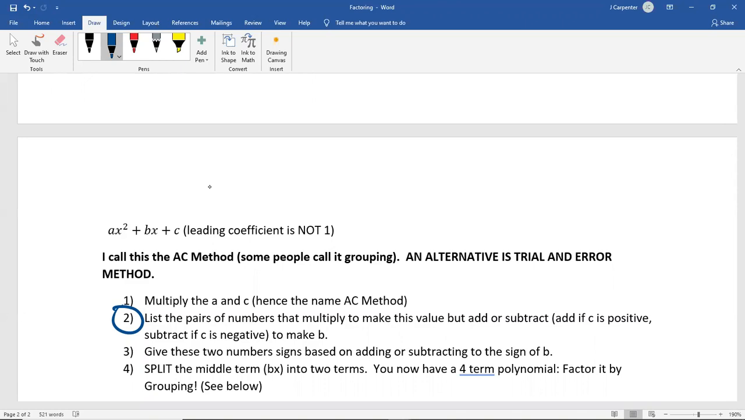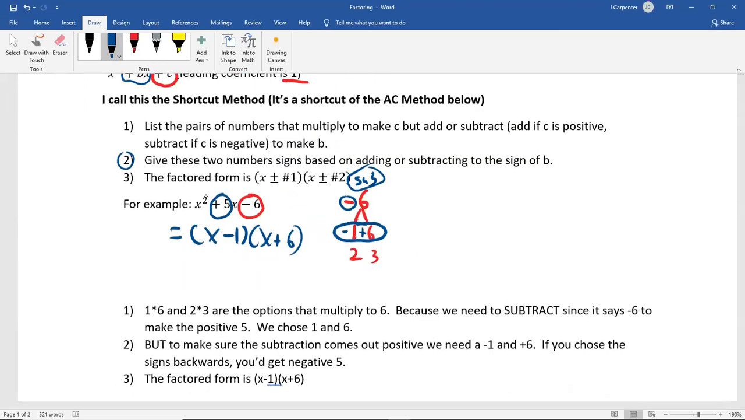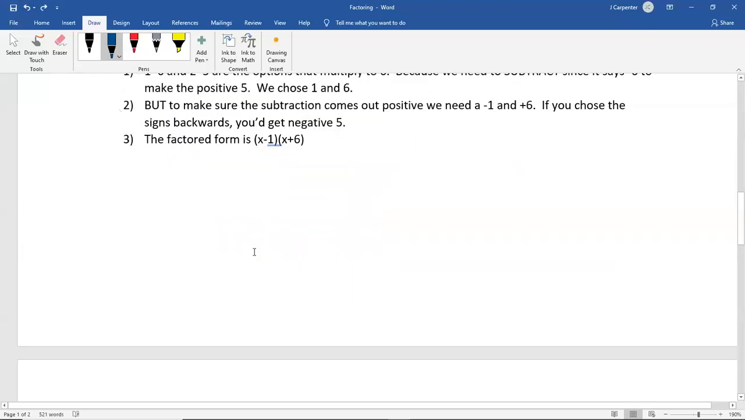Here's where things change. This is the real shortcut of the shortcut method. The shortcut method says we went straight to the answer: it's just x's in the first slots and the numbers in the second slots. When that leading coefficient is not a 1, you might have numbers that need to go here, like a 2 and a 5, something like that. So we can't just use this approach.